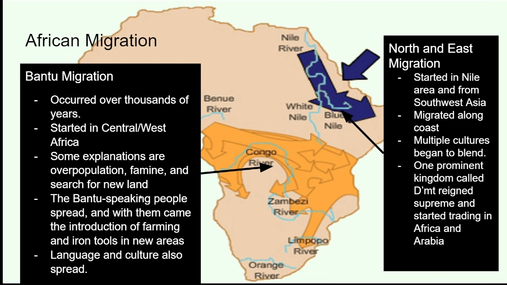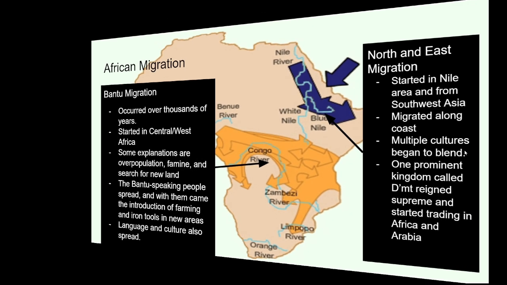The Bantu-speaking people spread, and with them came the introduction of farming and iron tools in new areas. They also spread their language and culture. North and east migration up here, these blue arrows, started in the Nile area and also from Southwest Asia. They migrated along the coast, and multiple cultures began to blend because they were coming from multiple directions. One prominent kingdom in this area, called Damat, reigned supreme and started trading in Africa and Arabia.